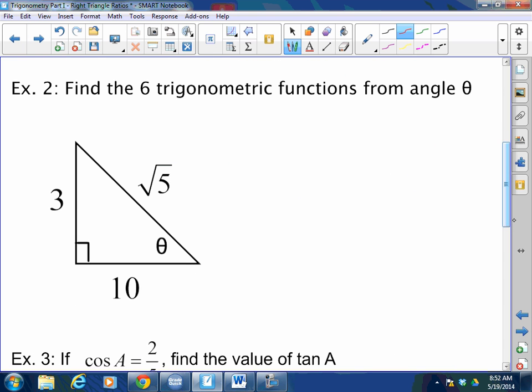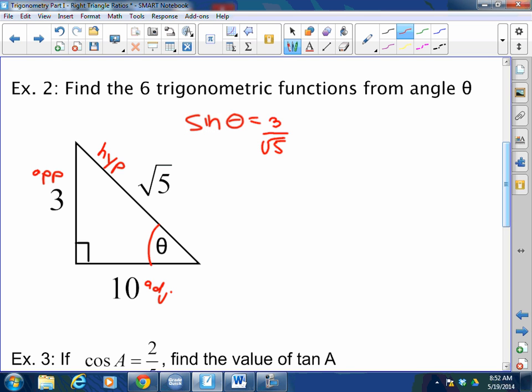Find the 6 trigonometric functions for angle theta. Okay. Again, label, label, label. From angle theta, the 3 is opposite. The 10 is adjacent. And the square root of 5 is always the hypotenuse because it's across the 90. So, SOH, sine of theta, opposite over hypotenuse. 3 over radical 5.